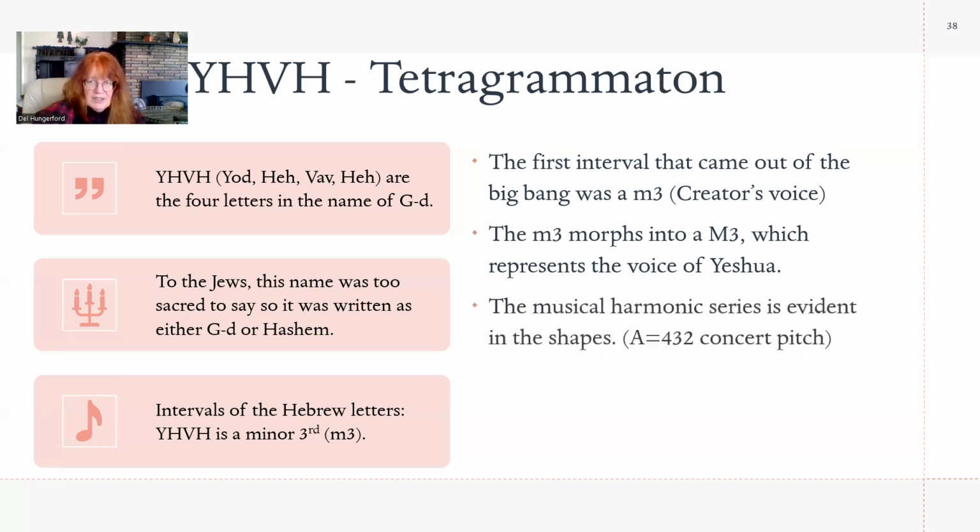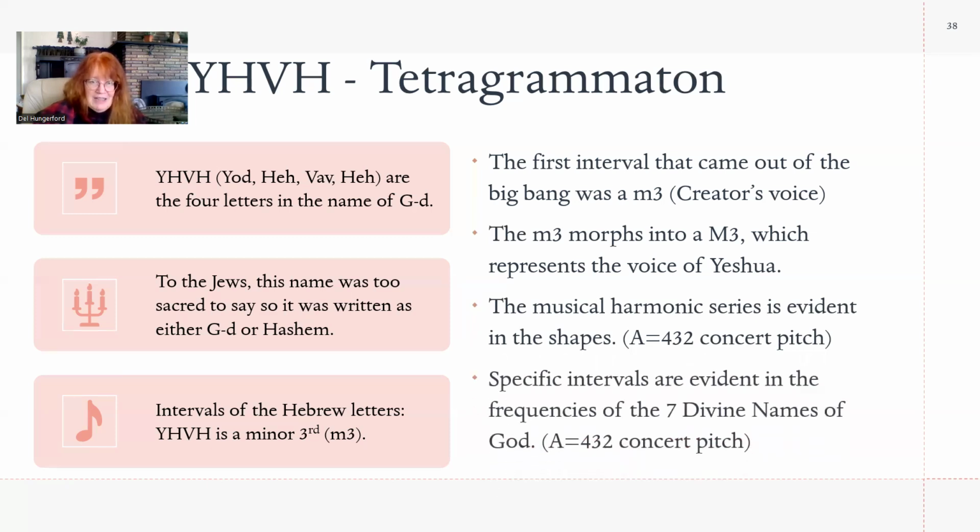So the musical harmonic series is evident in the shapes in the 432 concert pitch, and the specific intervals are evident in the frequencies of the seven divine names of God in the A432 concert pitch. So Yahweh, Ehyeh Asher Ehyeh, which is I am that I am, Adonai. There are all these different names of God, and they've got a lot of these same intervals, and they all fit within the A432 concert pitch, which is, again, fascinating. I don't understand all the connections yet, but the more I research, the more I'll figure out. And I just think it's really interesting how this all ties in with the shapes as well.